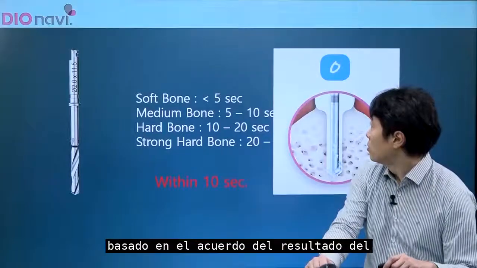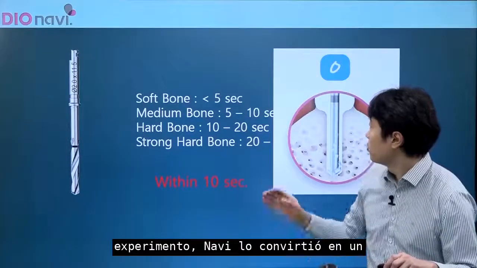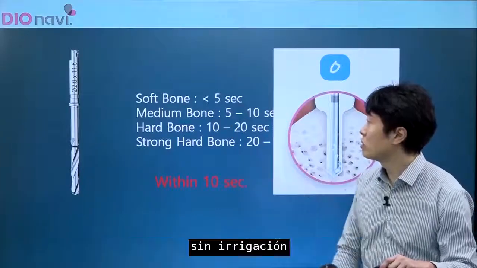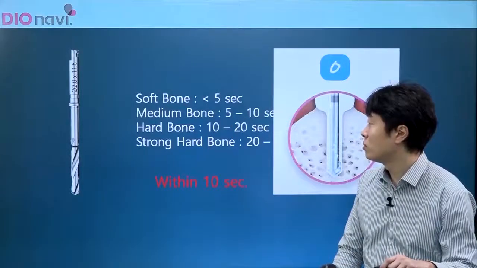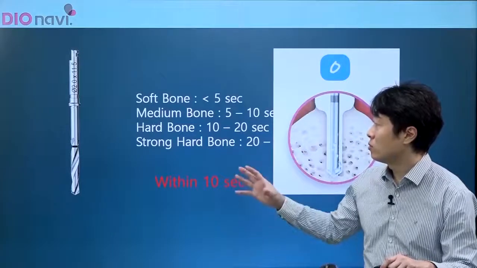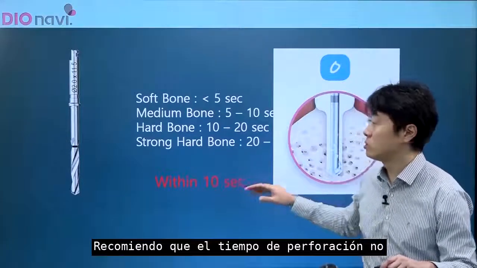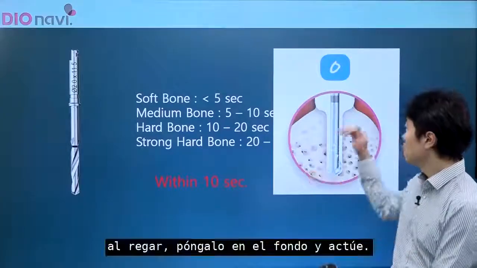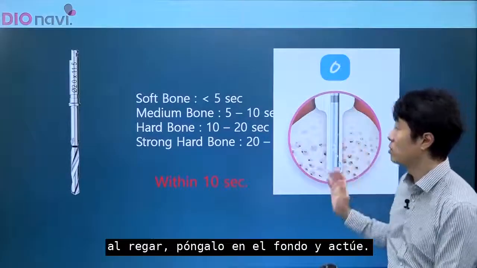Based on the experiment result, DIOnavi made it an official protocol to perform surgery at a low-speed RPM without irrigation. Even so, I recommend that the drilling time should not exceed 10 seconds. When irrigating, put it deep inside and perform.